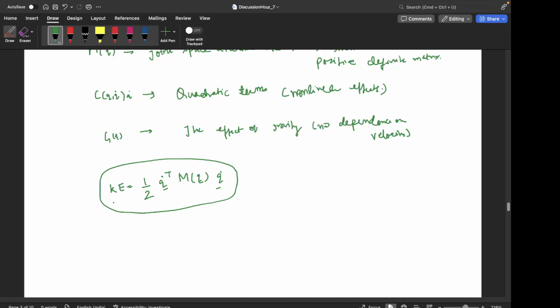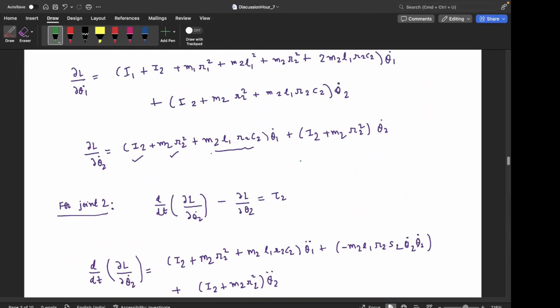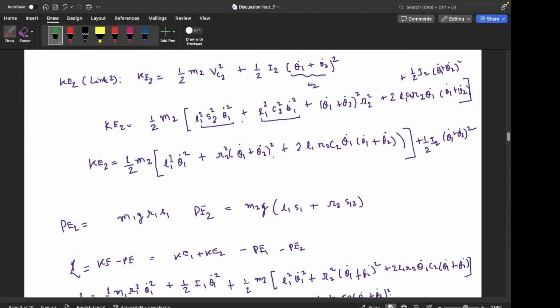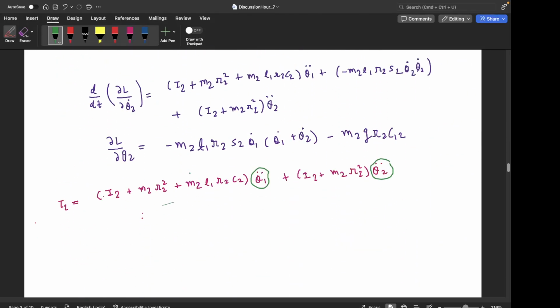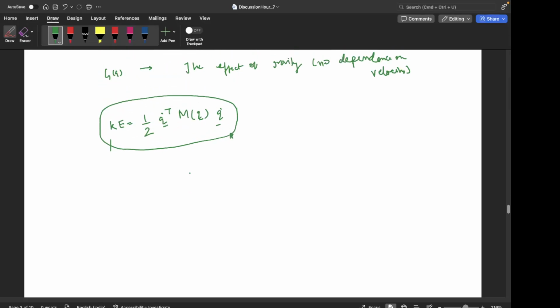So once we know this relation, what we can do is, we have the q, right? So here we calculated the kinetic energy, the total kinetic energy, KE2 and KE1. If we just take the double derivative of that KE expression with respect to q dot, then we will get the mass matrix, right?